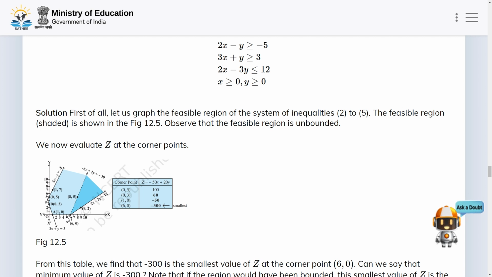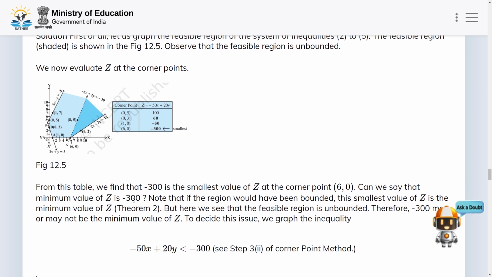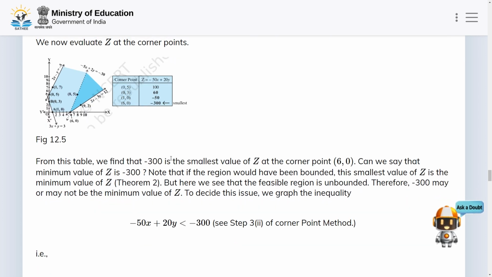Now the values corresponding to the corner points: for (0, 5) you will get 100, for (0, 3) you will get 60, for (1, 0) minus 50, and for (6, 0) minus 300. So minus 300 will be your smallest value. So the optimal solution, or the minimum, will be minus 300 occurring at the point (6, 0). Now, the smallest value of z is the minimum value of z.